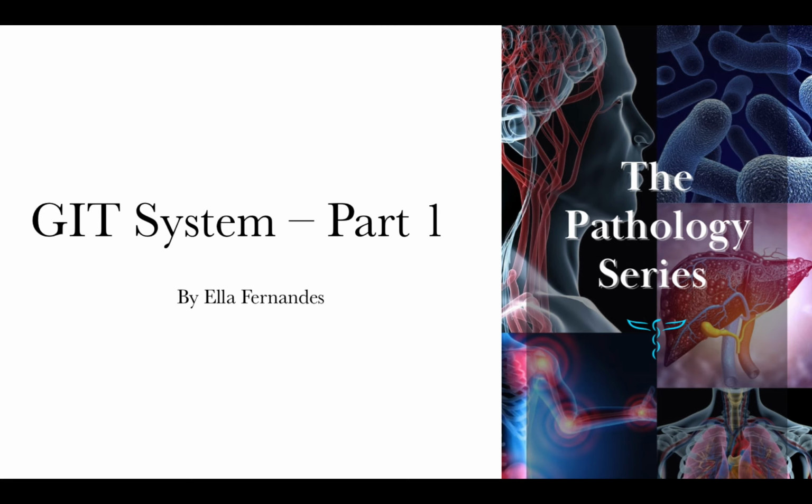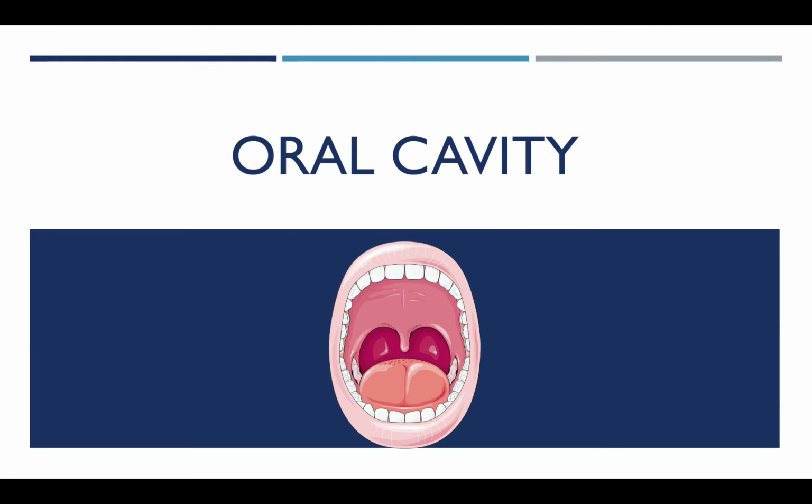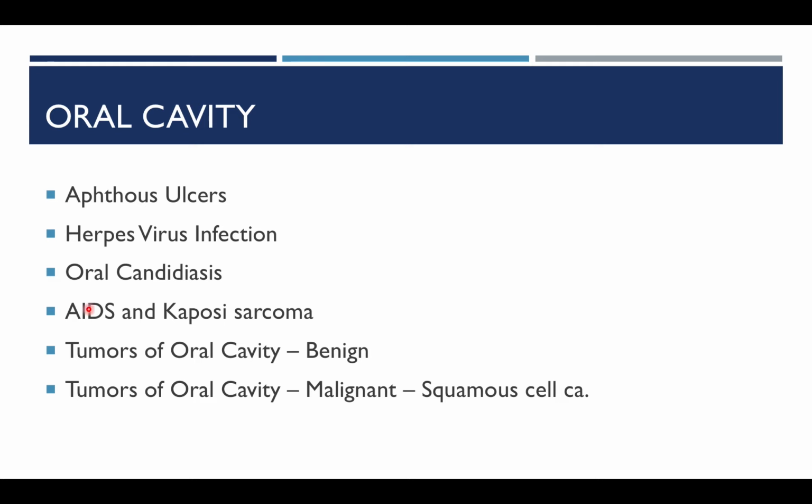My name is Ella Fernandez and I'm a student of LFHK, and I will be discussing the first part of the GIT system. In this video, we will be talking about the oral cavity, salivary glands, esophagus, and stomach. So let's begin with the oral cavity. Within this section, we will be talking about aphthous ulcers, herpes virus infection, oral candidiasis, AIDS and Kaposi sarcoma, as well as benign and malignant tumors of the oral cavity.